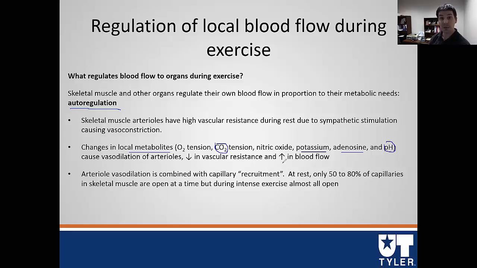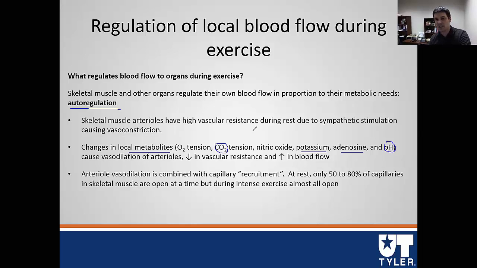So that's pretty amazing. We had this system where we cause all the skeletal muscle arteries to constrict via the sympathetic nervous system, and then the ones that really need it based on their metabolism, we use those products of metabolism to cause dilation to get more blood flow there, right? We combine that with recruitment of capillaries, so at rest 50 to 80% of them are open, but during exercise almost all are open.